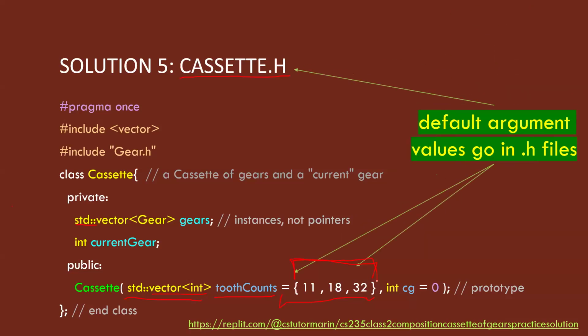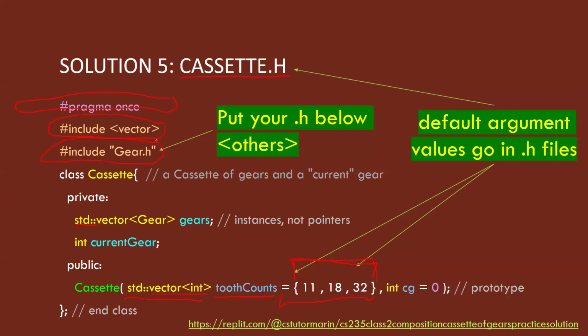Okay, so we're in the .h, right? That's our cassette.h. Got our pragma once up there, nice and clean. Notice this is also important. There are some nasty bugs. We want to put gear.h below vector. So in general, put your commercial caliber include files up top, and then our stuff goes below that. We'll come back to why that might save you some nasty bugs, but generally you're safe, but I would do that always, always, always to stay out of trouble.